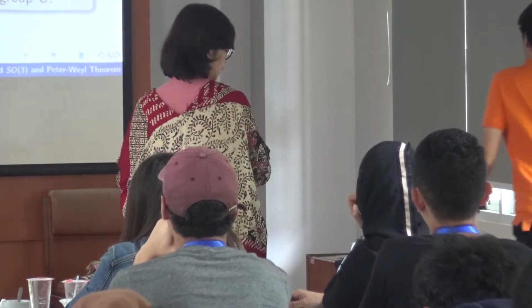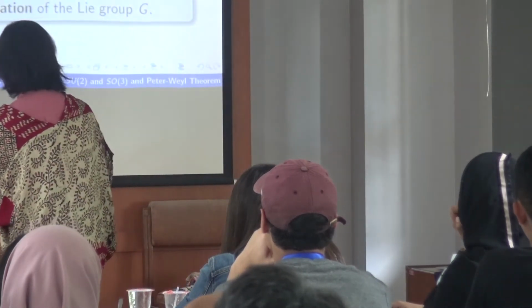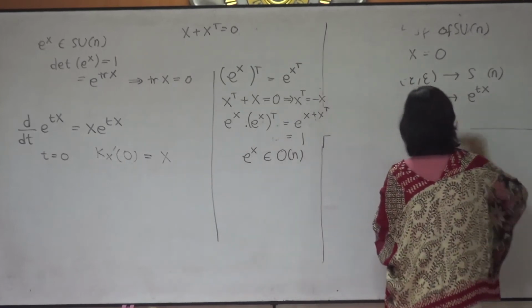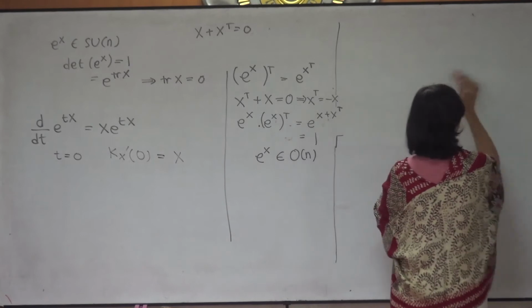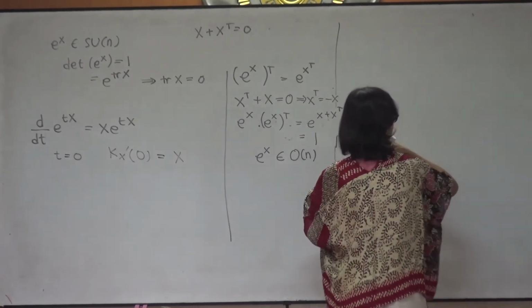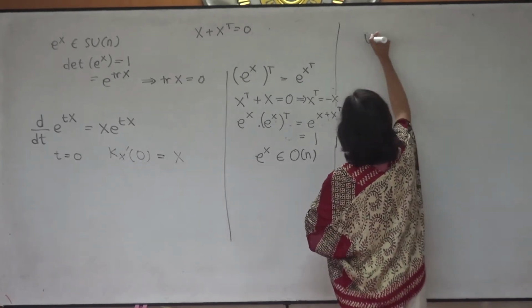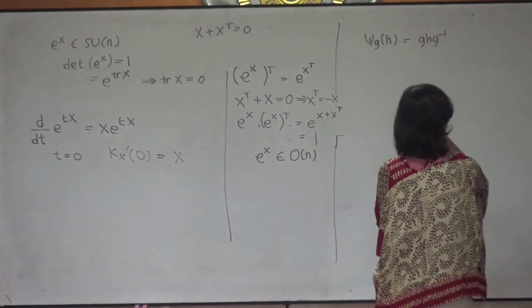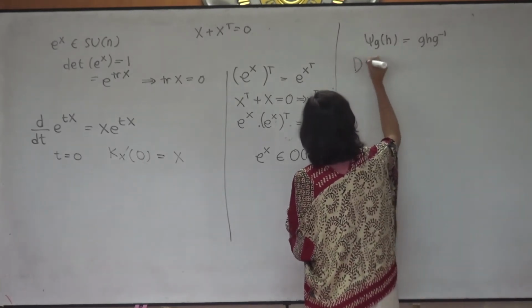And since I will talk about representation, this is one of them. Fortunately, my talk was preceded by the talk about representation. I will explain a little bit about this first. So we have this map from G to G that sends h to g h g inverse. This is an automorphism of G.